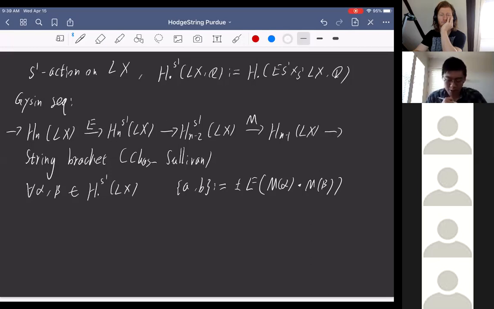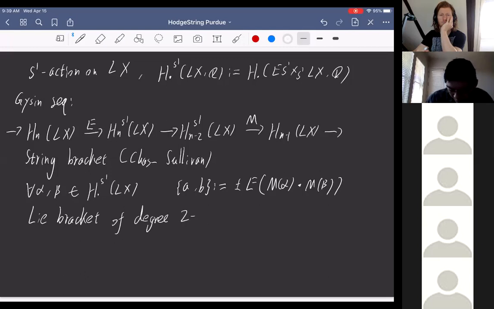So this gives me back a class in the S1 equivariant homology of the free loop space. This operation was proved by Chas and Sullivan to be a Lie bracket of degree 2 minus d. Because you have two M maps, which will increase the degree by 2, and the loop product will decrease the degree by d, and E will not change the degree. So totally, you get a Lie bracket of degree 2 minus d. This is the second operation we are looking at, a Lie bracket on the S1 equivariant homology of the free loop space.